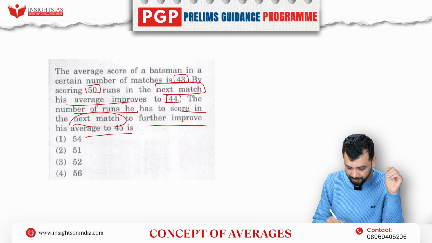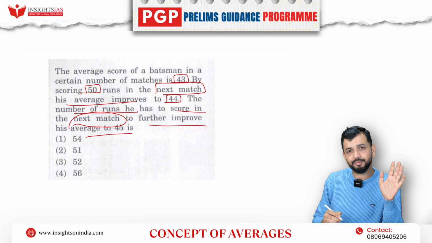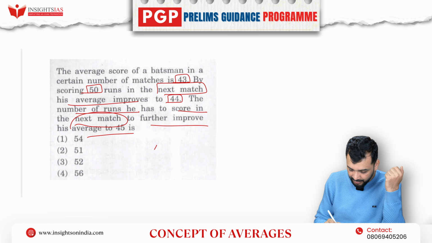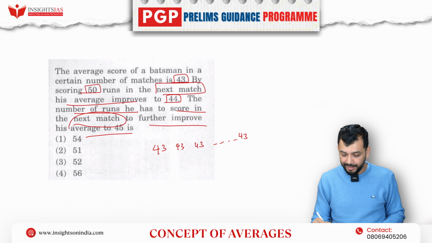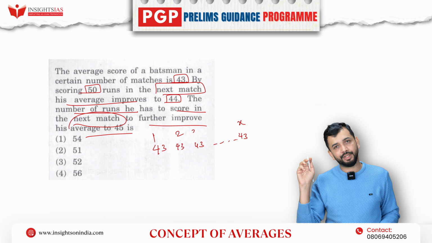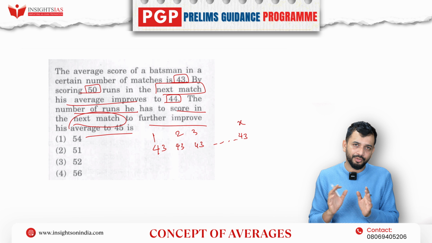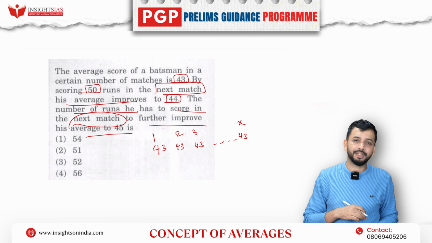Now, what is the problem? They are telling the average, but the total number of matches they have not given, just a certain number of matches. But they have told that it is 43, 43, 43. So his average was 43. In previous innings we don't know, say X innings he has played. In each innings, let's say he has scored 43, because if I replace all the innings equally with the average, the total still remains the same. So it is 43.